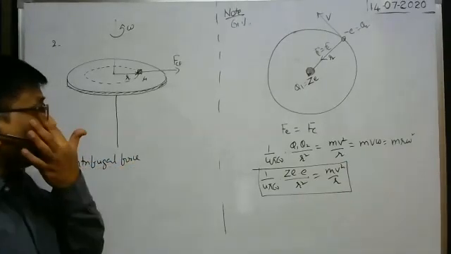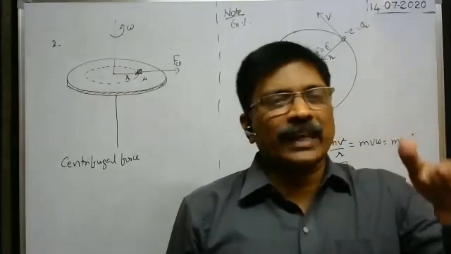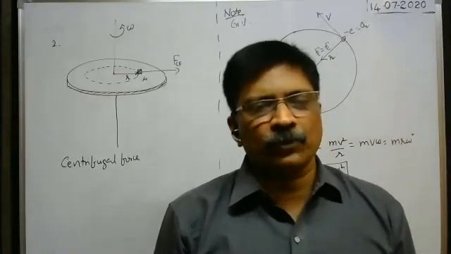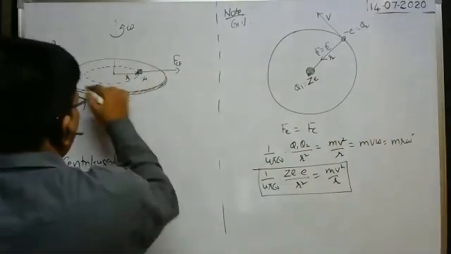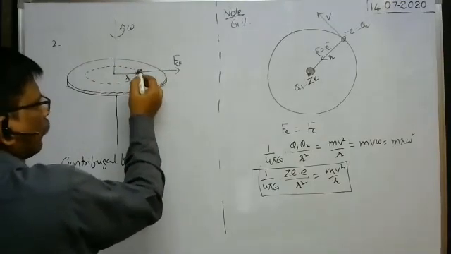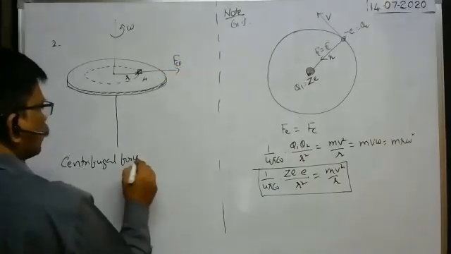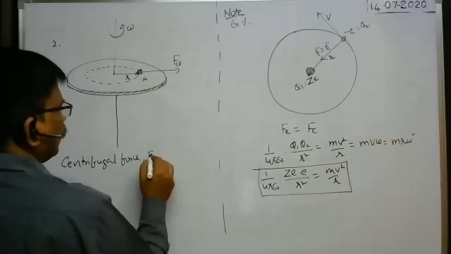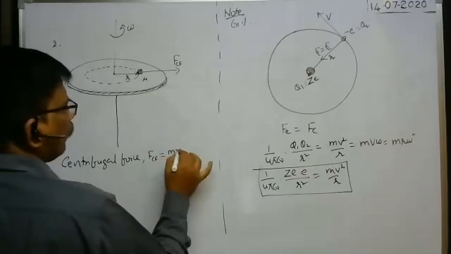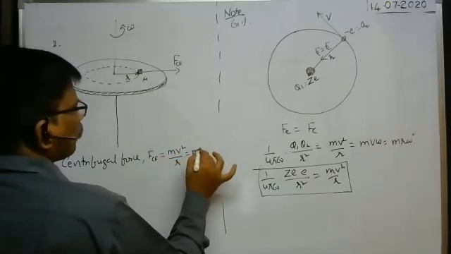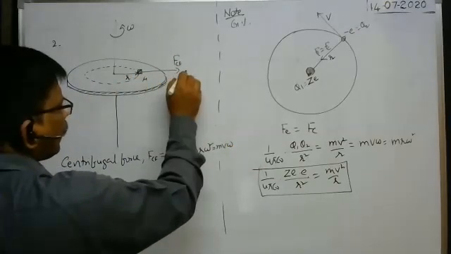Centrifugal force. When the body travels along the circular path, the body seems to experience a force away from the axis of rotation. That is called the centrifugal force. So whenever the body travels along the circular path along with the disc, it seems to experience a force away from the axis of rotation. That is centrifugal force, FCF, which is equal in magnitude to the centripetal force. That means mv square by r, or mr omega square, or m v omega. That is acting on the body away from this axis of rotation.